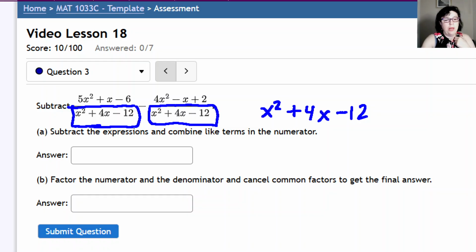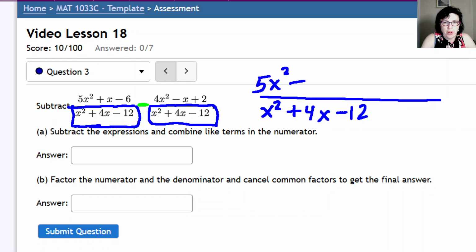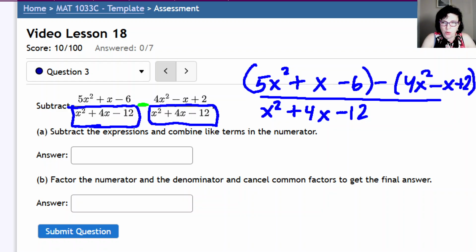Once it's the same, what happens on the top though? Well, on the top, you have to perform whatever operation you need to perform. So here it is subtraction. Now we're going back to subtracting polynomials, and let's remind ourselves, how do we do that? Let me write 5x squared plus x minus 6, and I want to subtract 4x squared minus x plus 2. See how I'm putting parentheses? I'm taking this thing, subtracting the other thing.